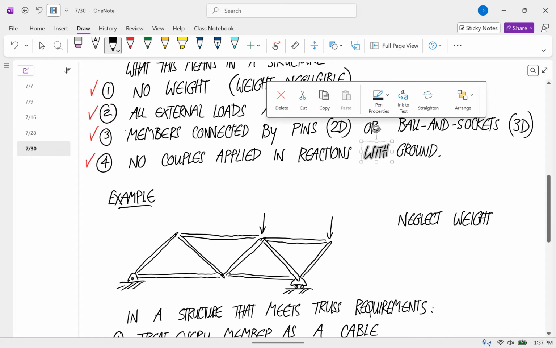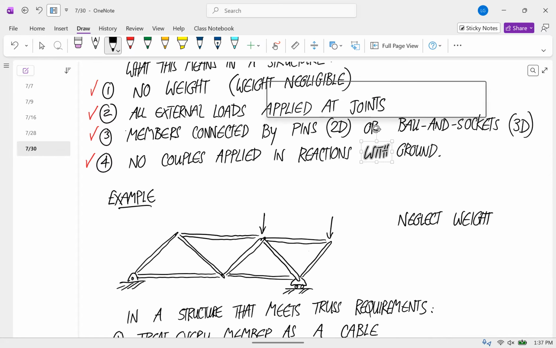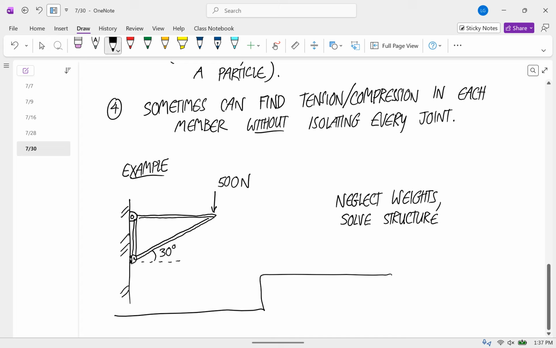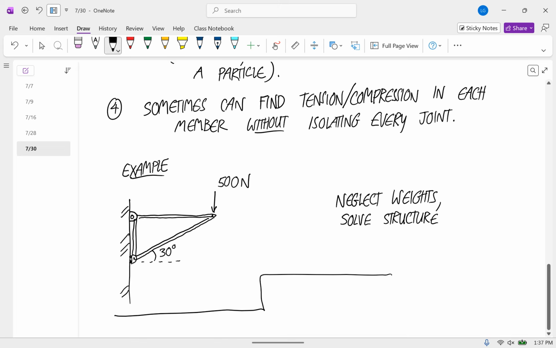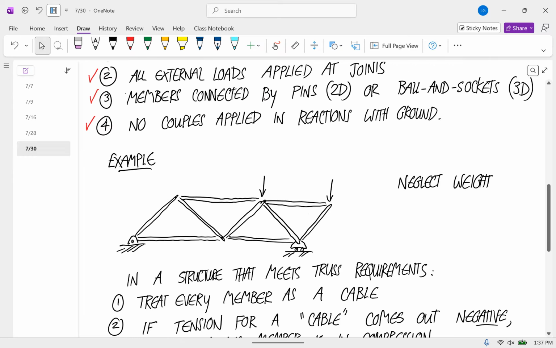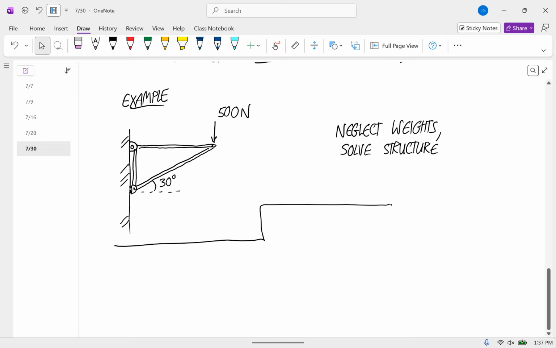The members are connected by, this is 2D, so they have to be connected by pins. And I don't know if I said that, but that's the idea here, is that everything is connected by pins. And then fourth, the last requirement is the reactions with the ground can't apply any couples. Well, this is a pin joint with the ground. That doesn't apply any couples. This is a roller with the ground. That doesn't apply any couples. And so we're set. We can use the Truss simplification for this.